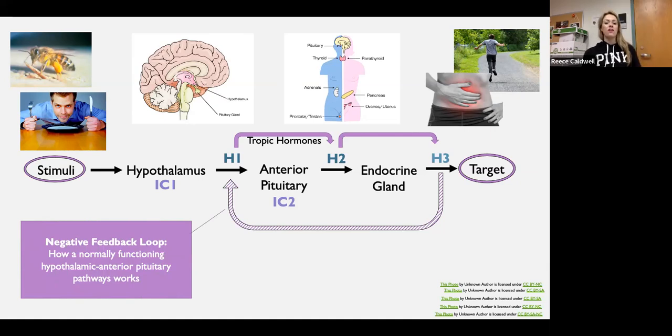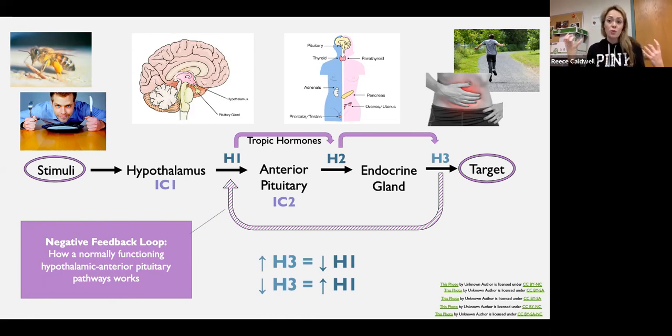And this is how a normally functioning hypothalamic anterior pituitary pathway works. So what this means is that if we increase the release of hormone 3, we're going to decrease the release of hormone 1. If we decrease the release of hormone 3, we'll increase the release of hormone 1. So it acts in this opposing direction, and that's why we call it negative feedback. And it's very, very important. I'm going to give you an example, and we'll get into some deeper examples in just a little bit. But if you're like, why do we use this negative feedback loop? Well, let's talk it through.